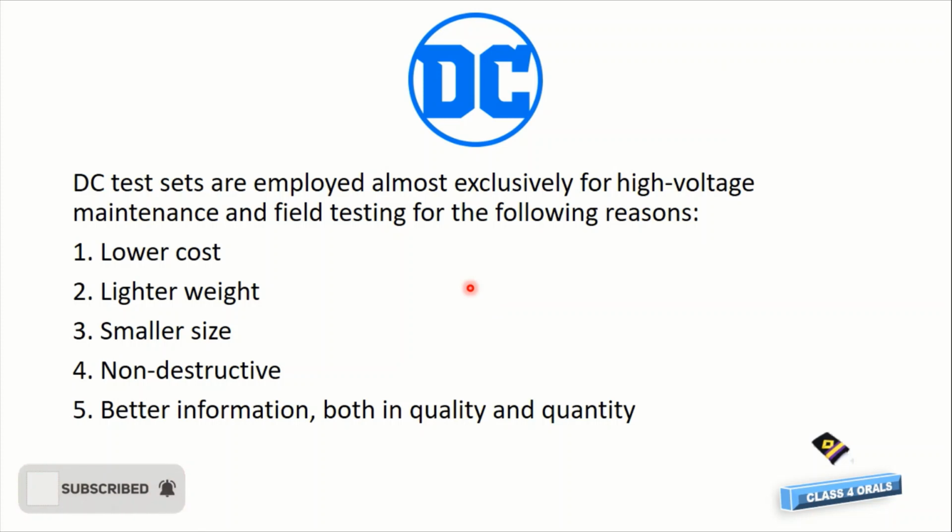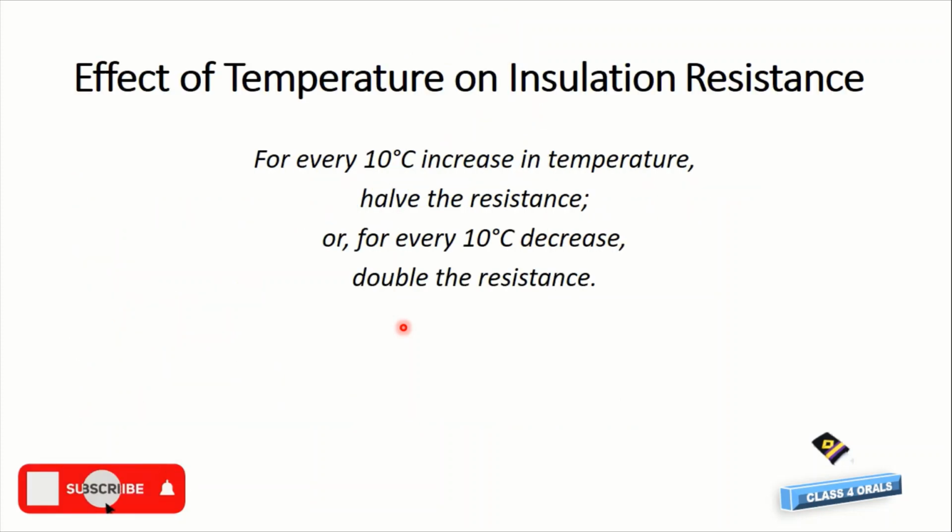Some of the advantages of DC test sets are that they are low cost, light in weight, smaller in size, non-destructive, and give better information in both quality and quantity. Lastly, the effect of temperature on insulation resistance: we have to always keep the temperature around our gadgets and machinery not too hot and not too cold, because for every 10-degree rise in temperature, the IR value will be halved, and for every 10-degree decrease in temperature, the IR value will be doubled. So we have to monitor the temperature near our electrical equipment for the healthiness of the system.